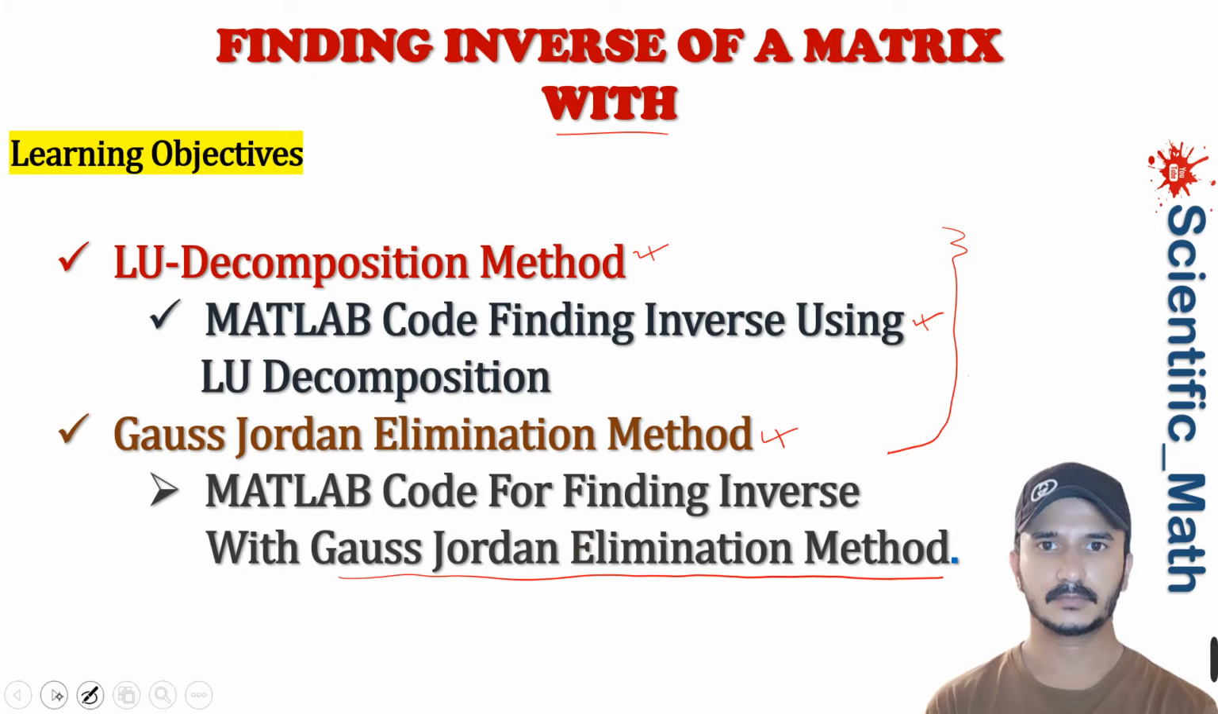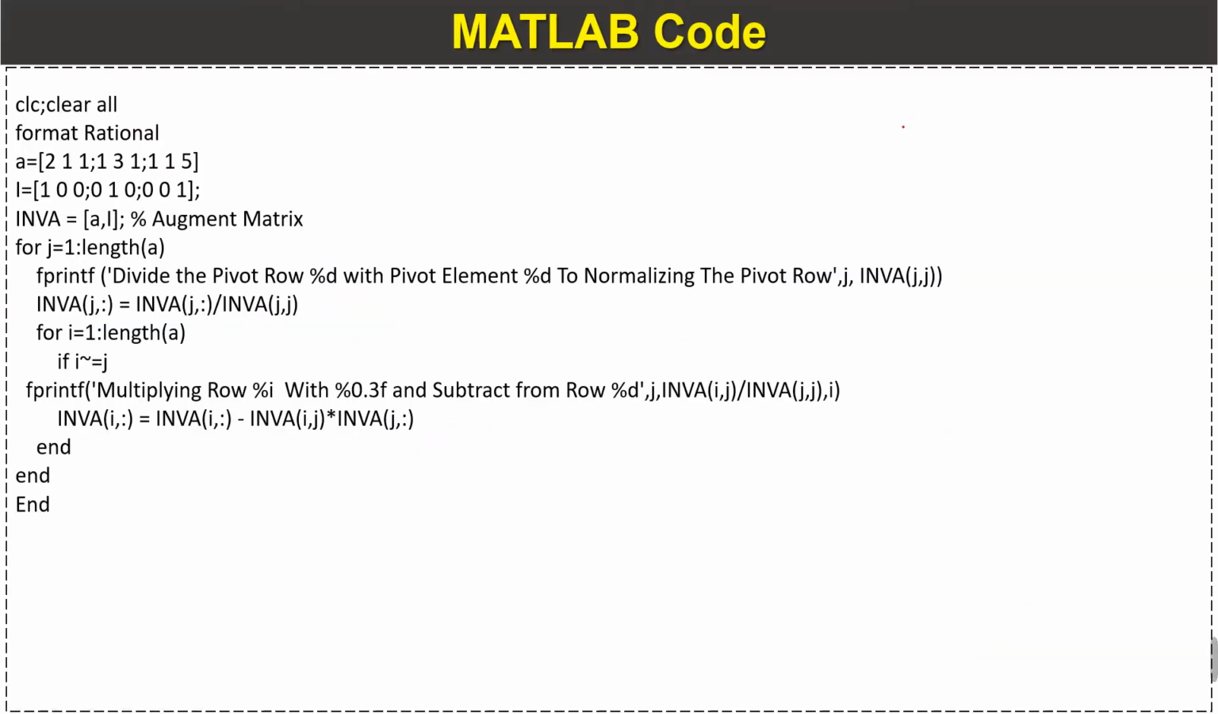Okay, so let's start. This one is the code for Gauss-Jordan elimination method, as we have already studied in the lecture of Gauss-Jordan elimination method. I will provide the link in the video description, you can watch. So we just modified the previous code, where we only have the column vector matrix with the identity matrix, and the remaining code is the same as we have already learned for the Gauss-Jordan elimination method. Okay, so let's run this code on MATLAB.